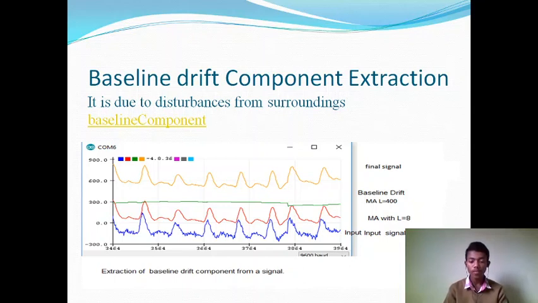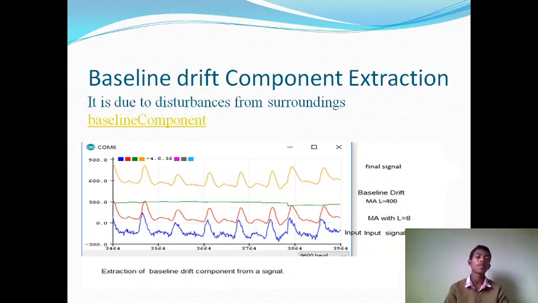I am again repeating: the baseline drift component is added to our signal during extraction due to disturbances from the surroundings, disturbances from other body movements, or other muscles or other organs.